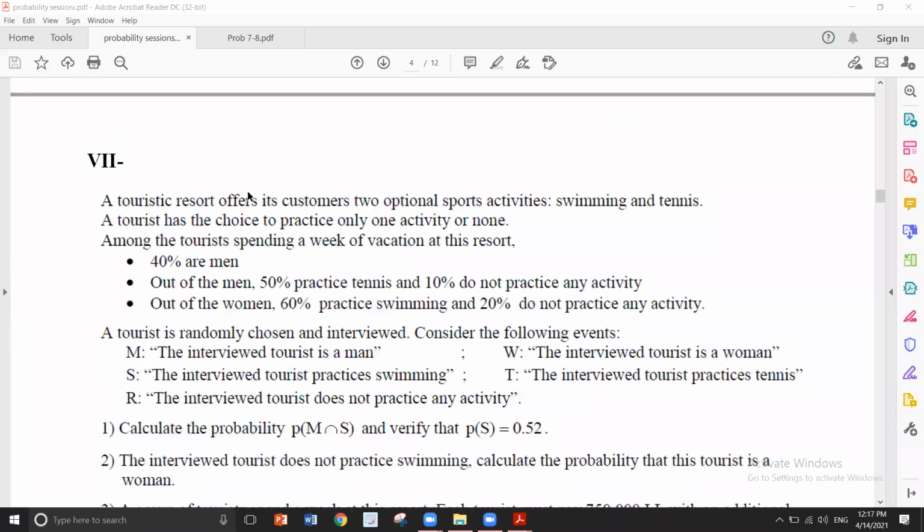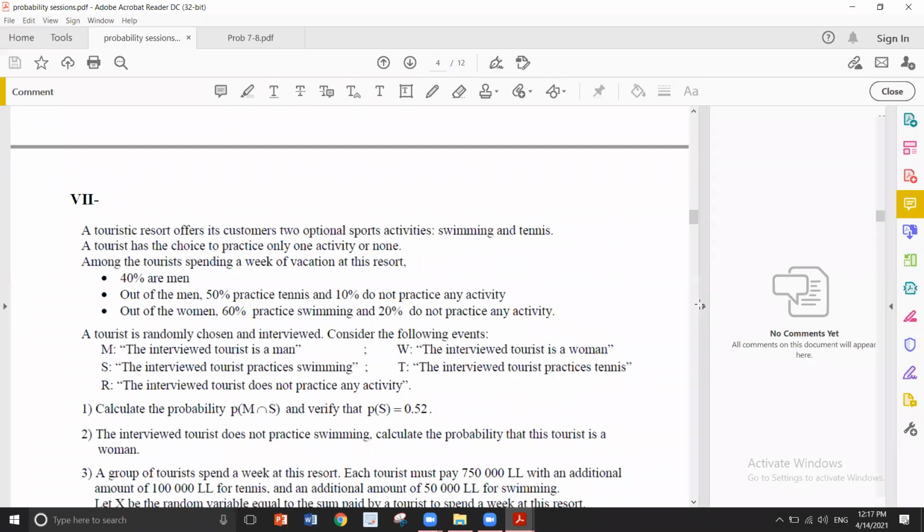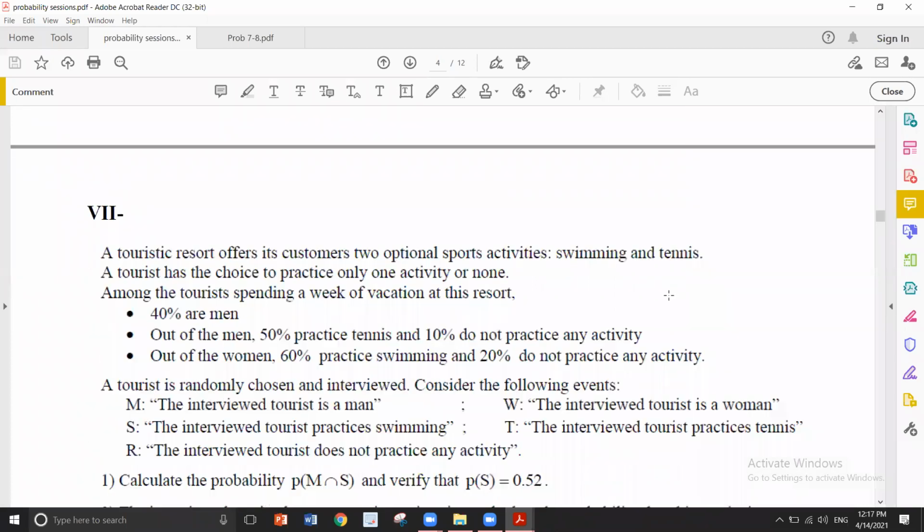Okay, once again, good morning, everybody. Good morning. Hello. Good morning. Okay, let's start with problem 7.